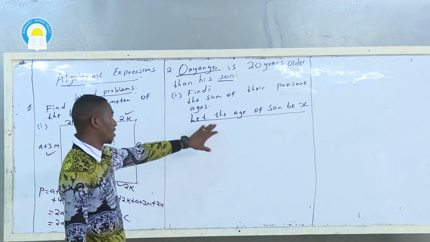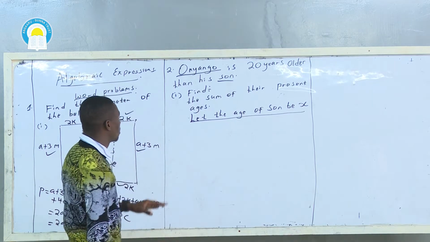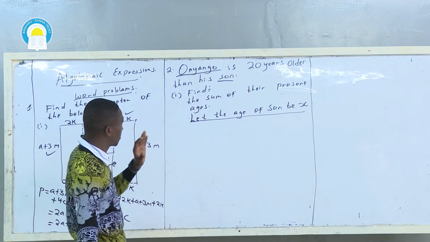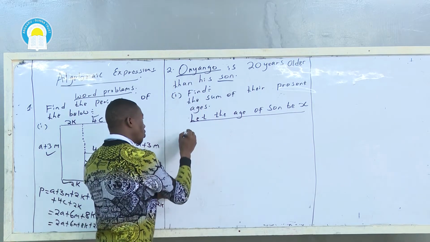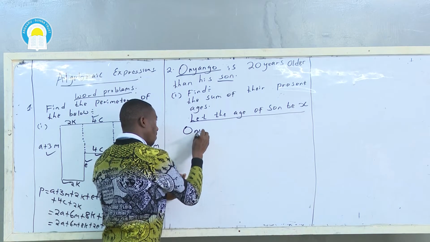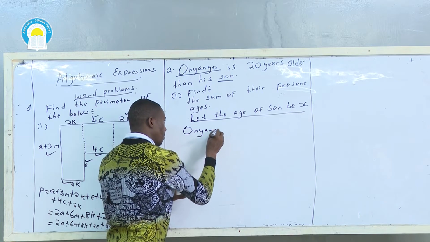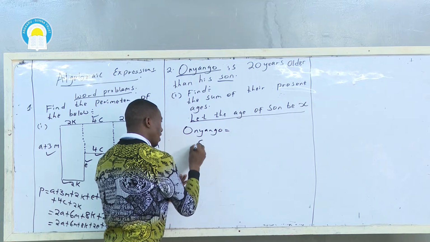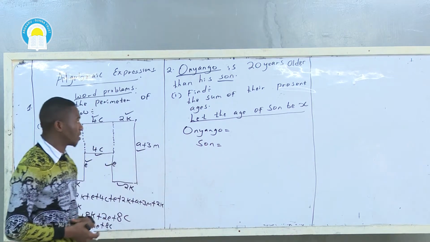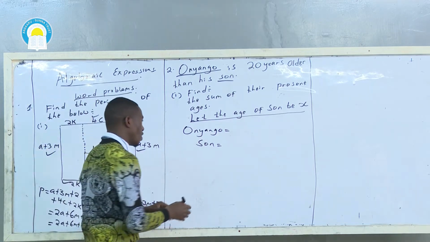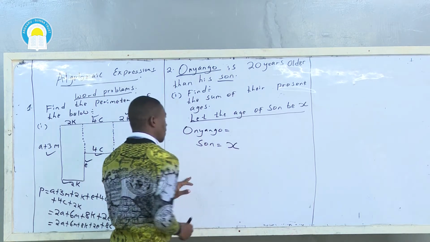Therefore, after writing let the age of the son be X, I will look at the question and see that we have two different people, that is Onyango and son. So I will write here Onyango equals, then I will write here son equals. We have already mentioned that let the age of the son be X, so son will be X.